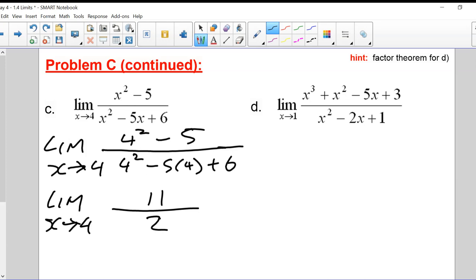So guess what? Sometimes getting a limit is as easy as just throwing the number into the function. If there is no real issue with it, then don't sweat it. Sometimes all you really need to do is plug the number in and you're done. So I plugged in the number, I got 11 over 2. That's the answer. The function is approaching 11 over 2.